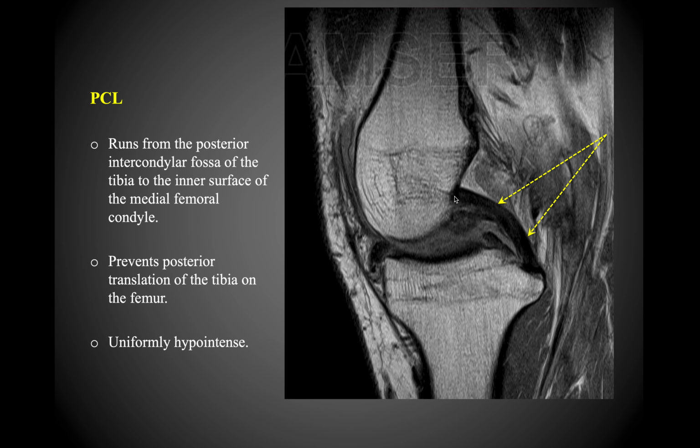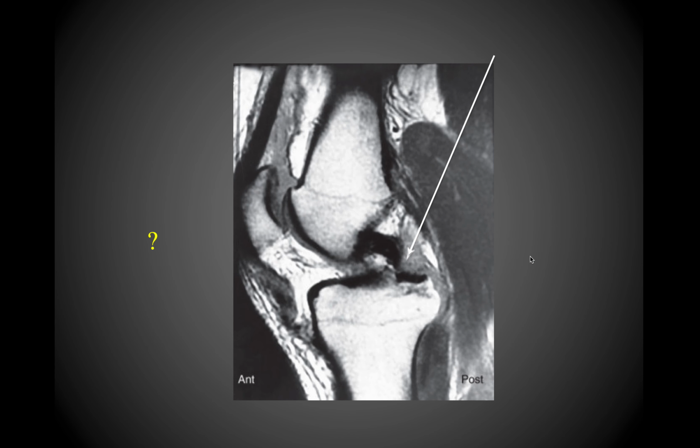And on MRI, it should always appear uniformly hypointense. So you'll note how the entirety of it appears black in this image. Whereas if you look in this image, here's the PCL. You'll note that it's not uniformly black, or hypointense, along its entire course. Instead, you have this hyperintensity located right here, and so that indicates a tear in the PCL.